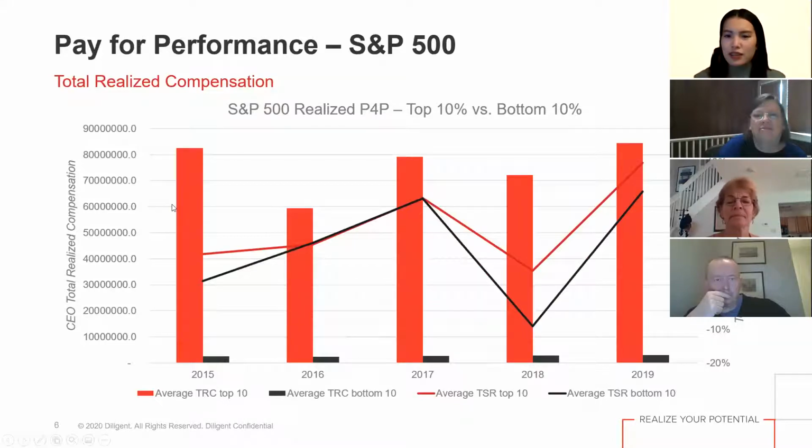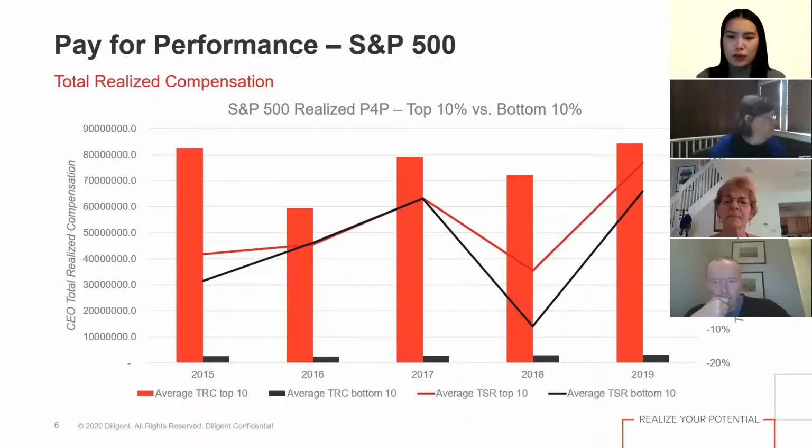Interestingly, however, the picture is quite different when it comes to realized pay. On a realized compensation basis, we found an even bigger gap in compensation between the two groups. The CEOs of the top 10% take home much more than their peers in the bottom 10%, usually about 25 times higher to be exact.